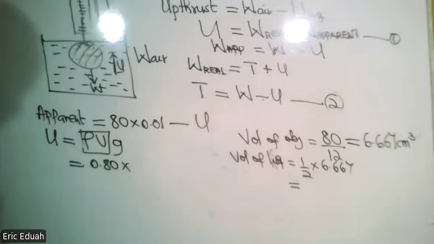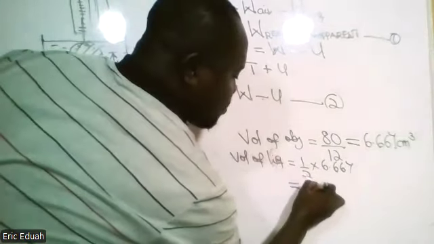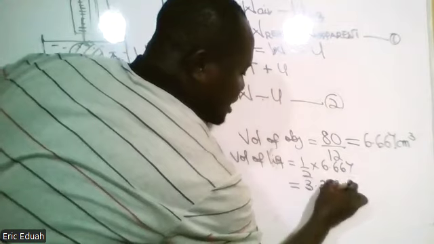Okay, so this 6.667. Can you calculate it for me? Can you give me the answer? My calculator isn't helping me. Half of 6.667 is 3.333 cm cube. Okay, so this will be the volume of the liquid displaced.